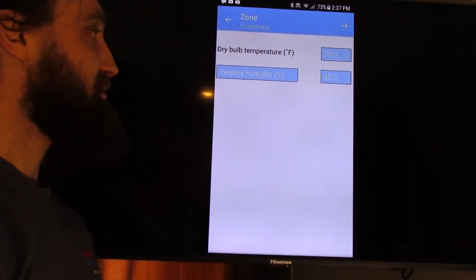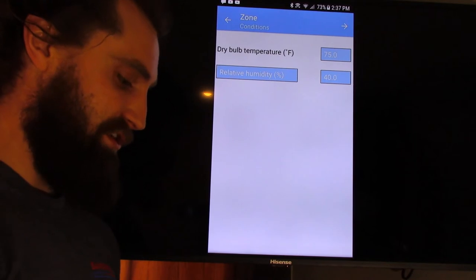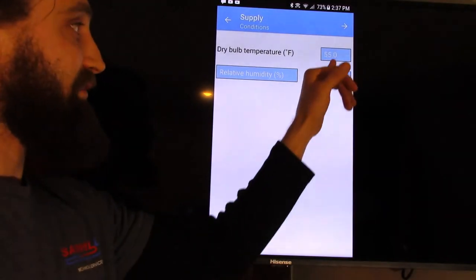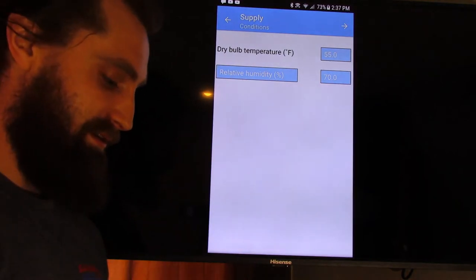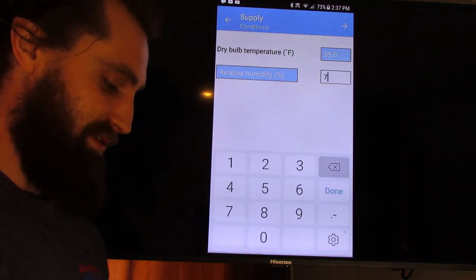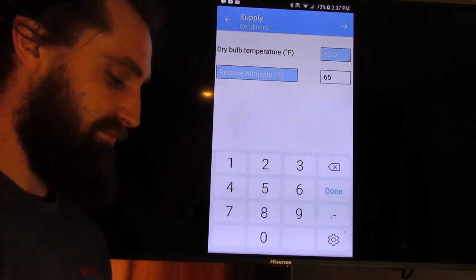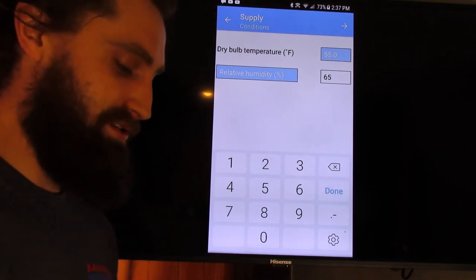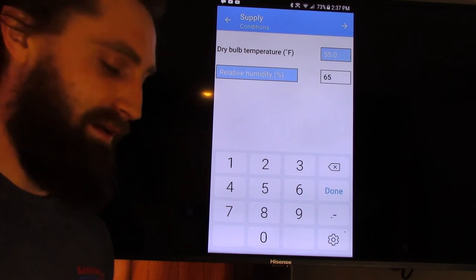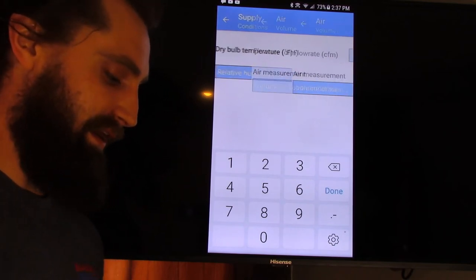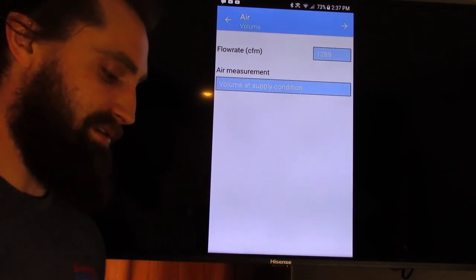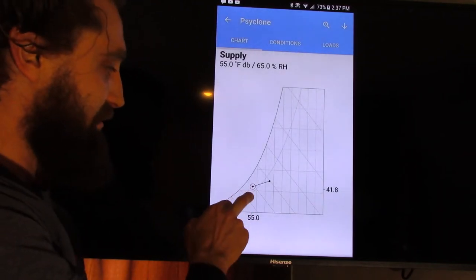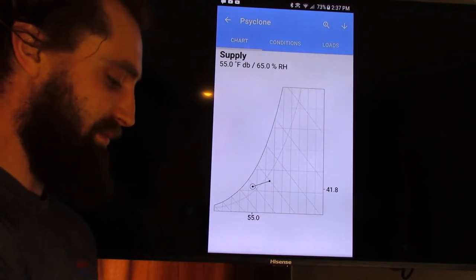Okay, 75 degrees, 40%. Let's go to our supply side, 55, and now we're going to stick in here 65% relative humidity. Okay, because it's colder outside, or it's 10 degrees cooler outside. It's not as humid outside. Let's see how that affects. Our flow rate is going to remain the same. So now you can see, it has dropped off just a little bit there.